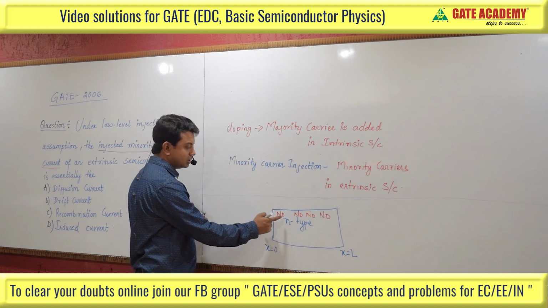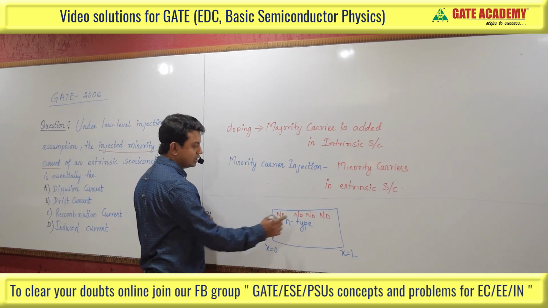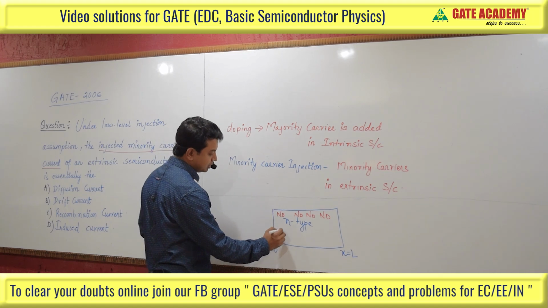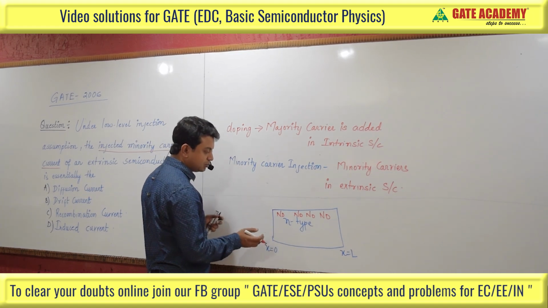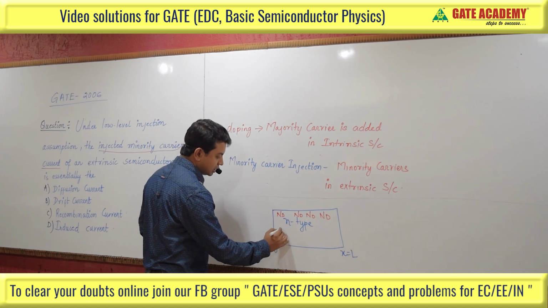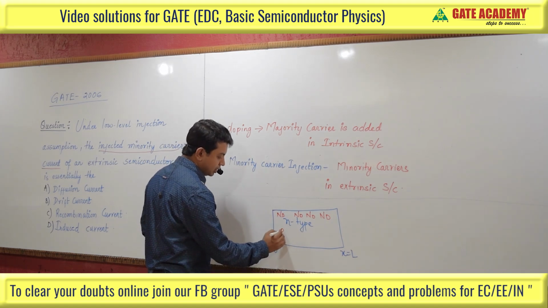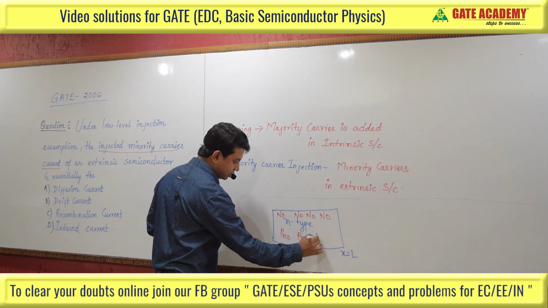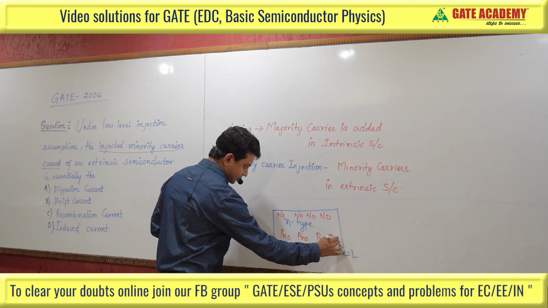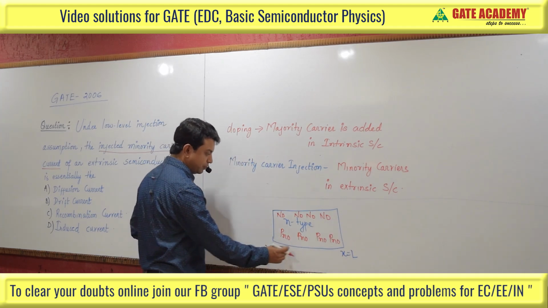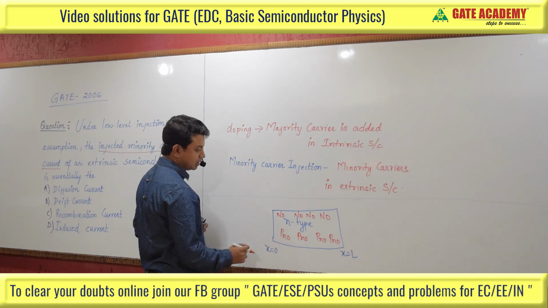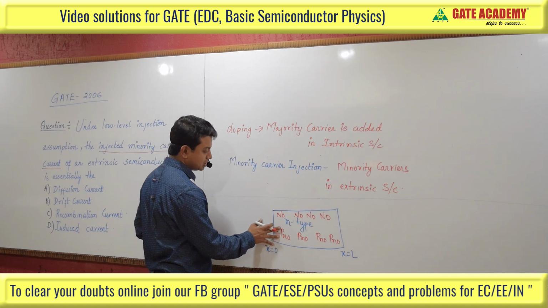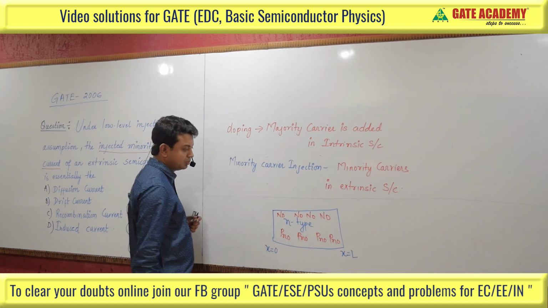These are the donor atoms which are added inside this semiconductor. And if you consider the minority charge carrier, it is very small because it is an N-type semiconductor. Here the minority charge carrier is holes in N-type semiconductor, which is represented by Pn0, and this is Pn0 throughout. That means from x equal to 0 to x equal to L, the concentration of majority charge carrier Nd and the concentration of minority charge carrier Pn0 are constant throughout the semiconductor.